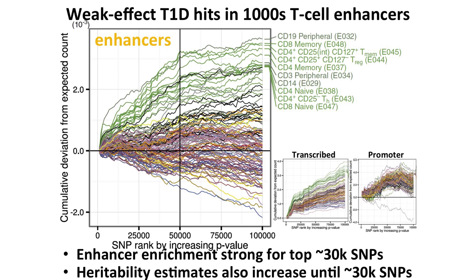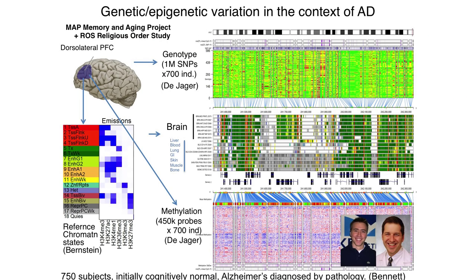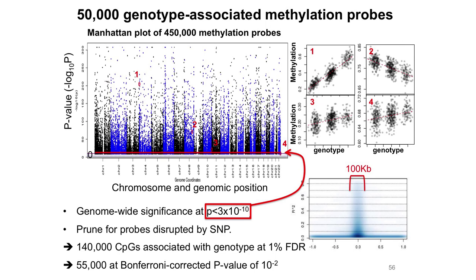So in collaboration with Phil DeJager, a student in my lab, Matt Eaton, basically asked, well, do we see a similar kind of story for methylation? So we published a paper recently in Nature Neuroscience looking again at the top loci. But what Matt said is, what about the rest of the loci? So in this particular case, we have genotype, we have methylation, and we have the chromatin state annotations in the context of the Roadmap Epigenomics project.